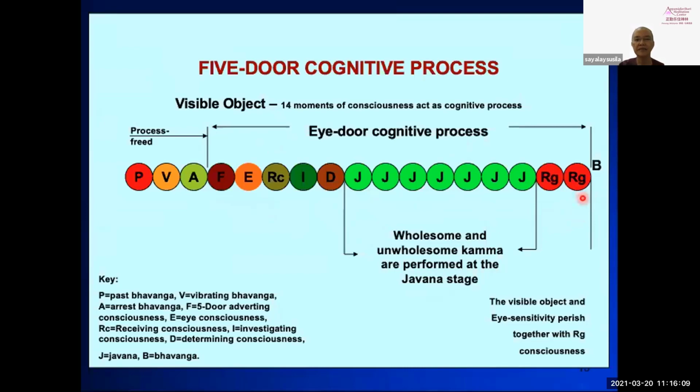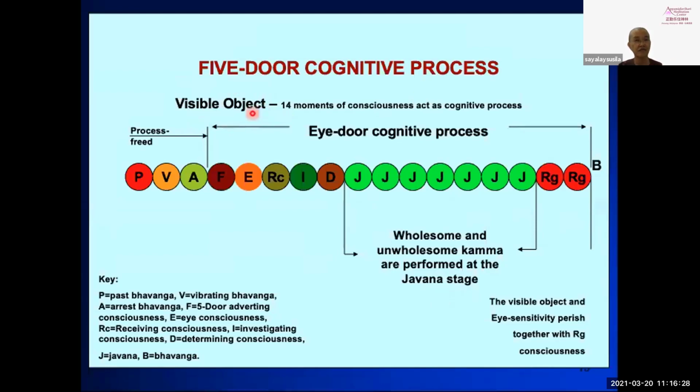But here, one important thing you need to know. Why only 17 moments? Why not 18? Why not 19? Why not 20? It's because the lifespan of material, which is a visible object, is called materiality, rupa.